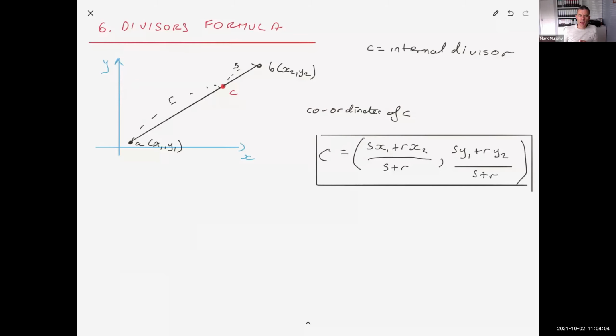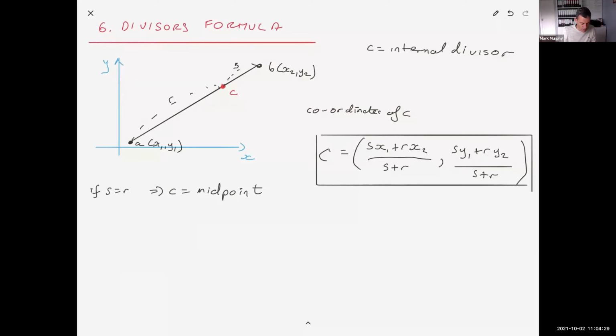Now, what happens if S is equal to R? So if they're divided up, in other words, R is equal to S, so in the ratio 1 is to 1, or 2 is to 2. In other words, C is the midpoint. So if S equals R, therefore C is equal to the midpoint.